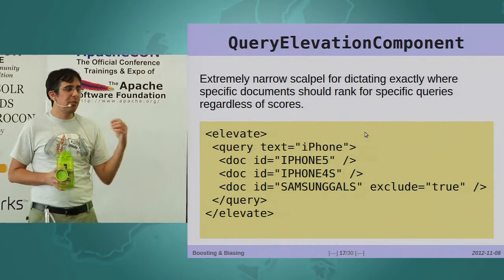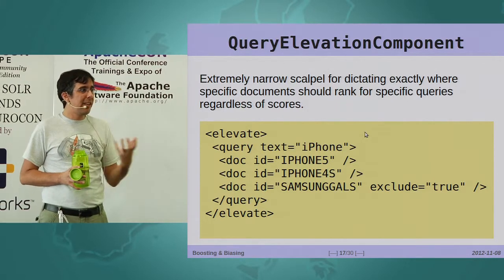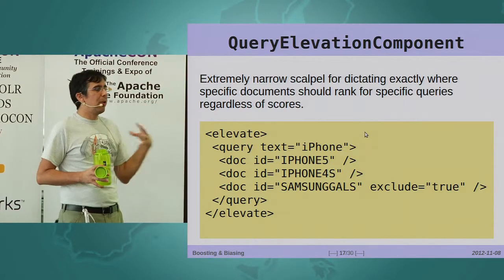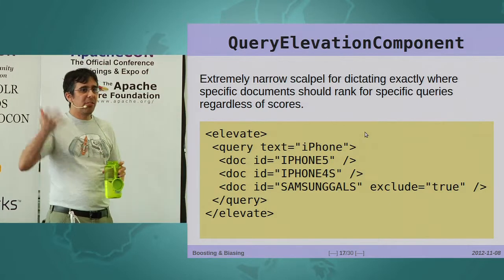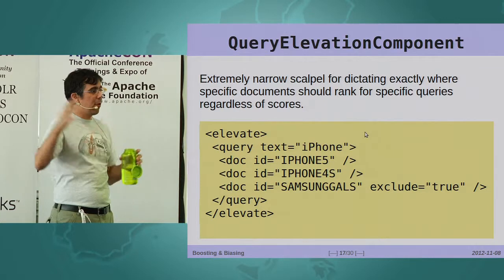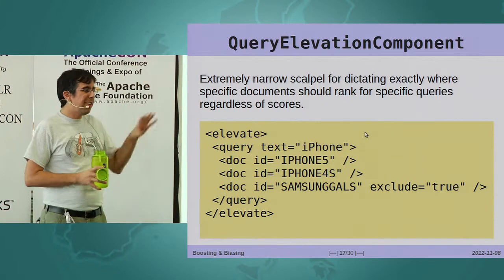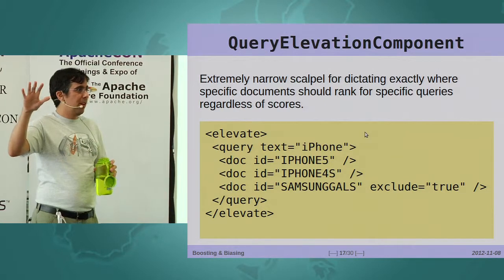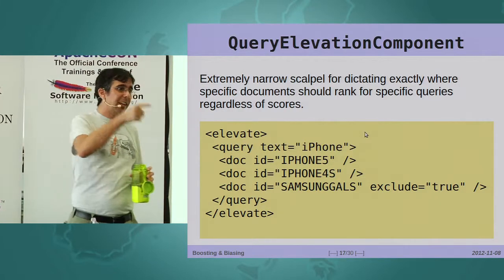All the examples I've given you so far are about knowledge of your domain in the abstract. Independent of the query the user gives me, I know that certain things are better than other things, and therefore I want that to factor into the score. QueryElevation Component is a way of saying, forget the score. For this query, I know exactly what I want.